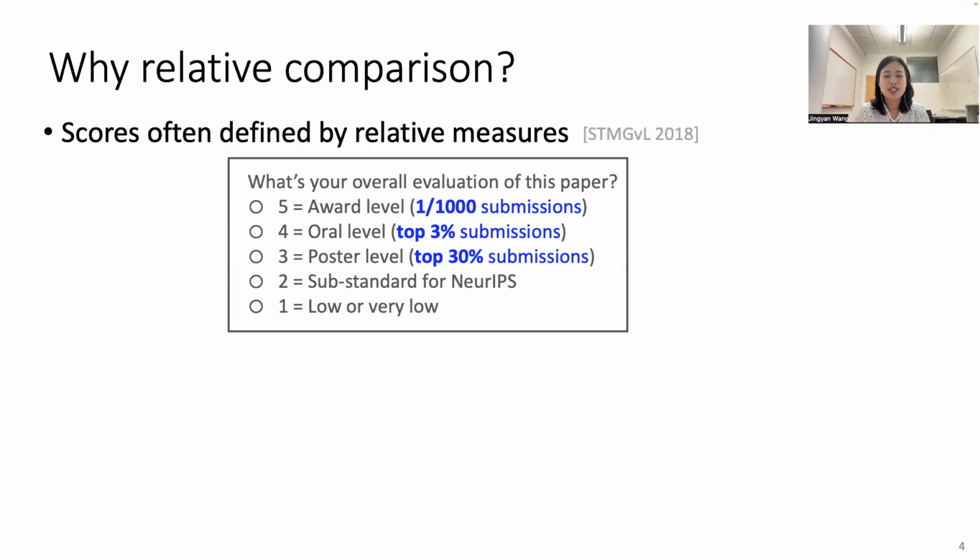This insertion model is based on the assumption that the scores are given based on some relative reasoning and comparison from the judges. There are a few reasons why we made this assumption. First, the scores are often explicitly defined by relative measures. Here, I'm showing the instruction given to reviewers for NeurIPS 2016, where a score of 5, for example, means this paper is the top one among 1,000 submissions, and a score of 4 means this paper is placed in the top 3 of all the submissions, where the current paper is compared to all the submissions to this conference.